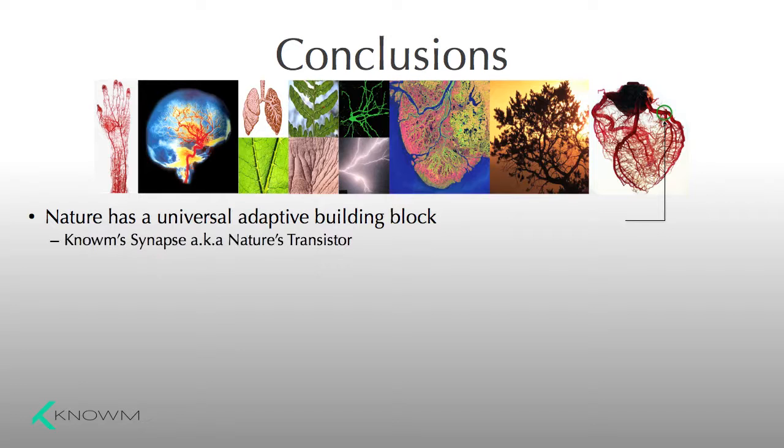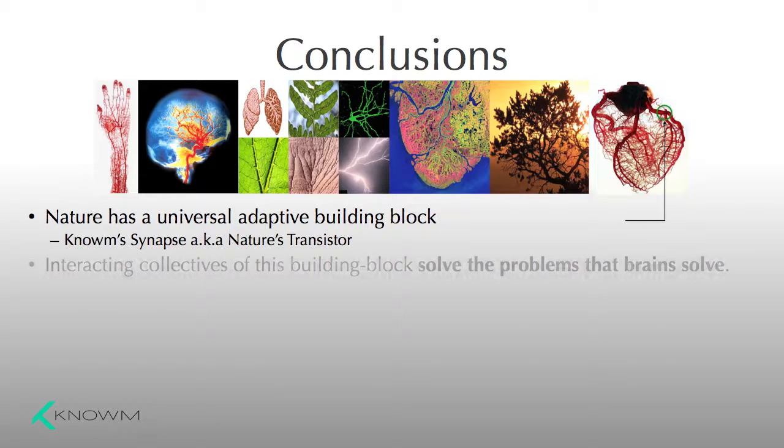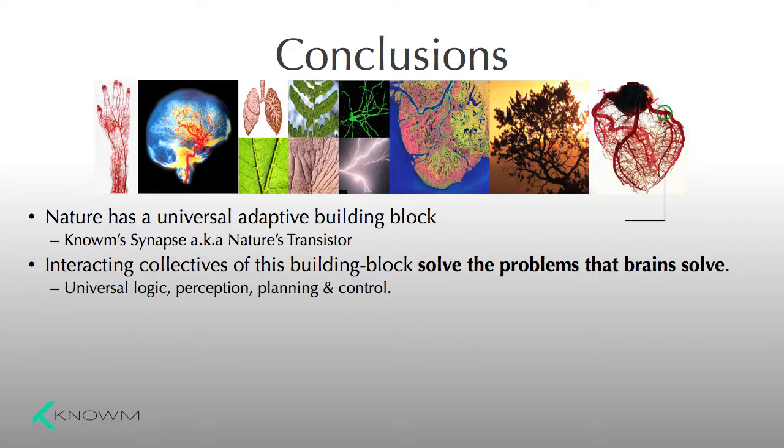Okay. Call it Gnome synapse, or nature's transistor, or whatever you want, the oogly boogly monster, it doesn't matter, right? It matters that you see this thing, because it's everywhere. And it's useful. Nature uses it. Okay? And whenever you let this building block interact, it solves the problems that brains solve. How cool is that, right? Universal logic, perception, planning, control, okay, all this.